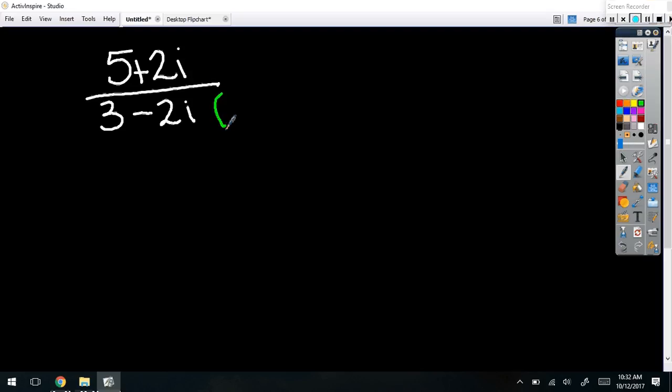That's okay. All right, I'm going to change the sign of the bottom because I need the conjugate. So 3 plus 2i, because the only thing I'm worried about is getting the i out of the bottom. If you don't change the sign, you're going to still end up with an i and that's not going to help you any. I do it only on the bottom one.